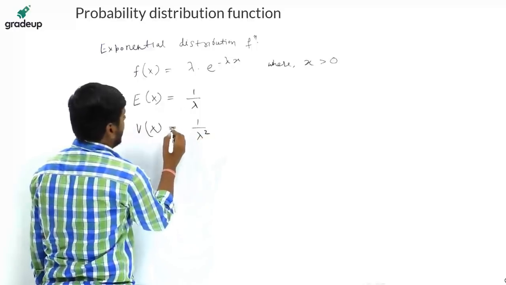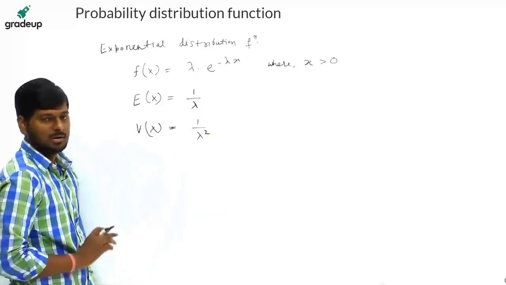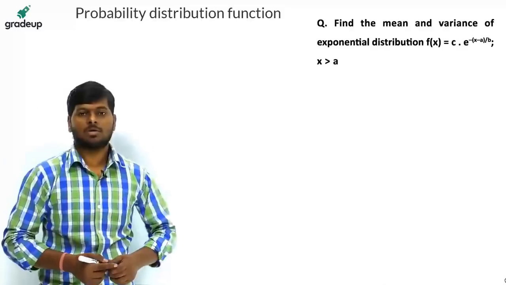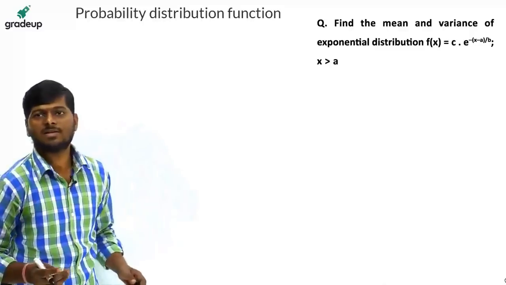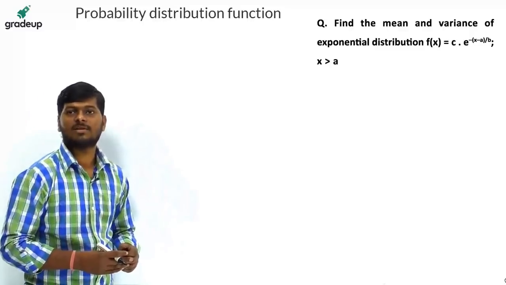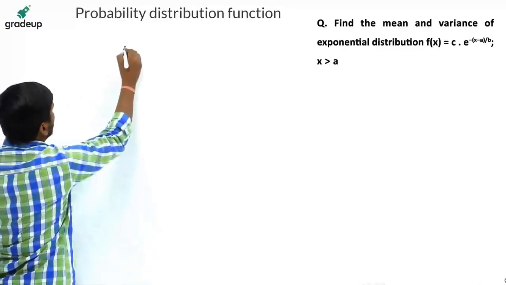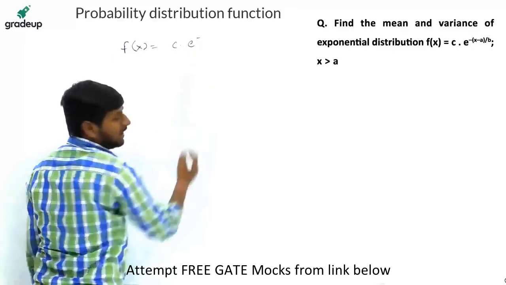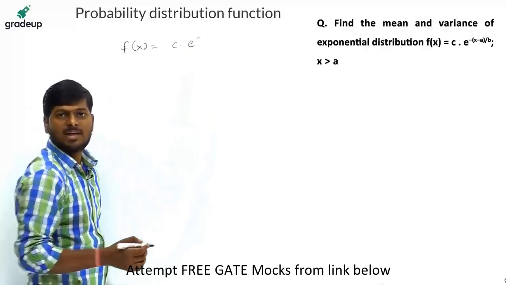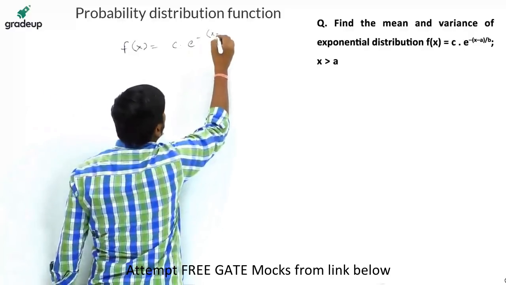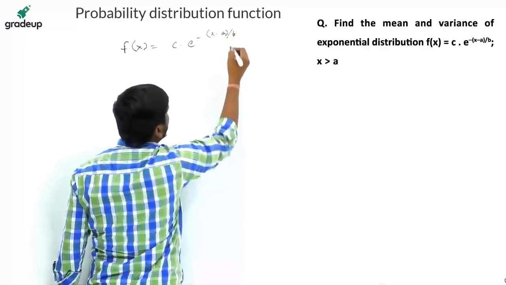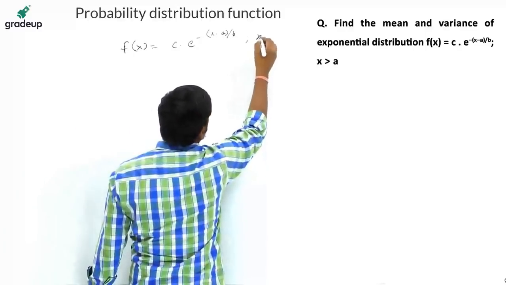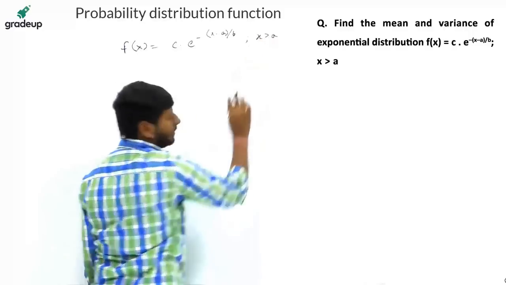So these three are the important terms. Now let's see one question on the exponential distribution function. The question is, find the mean and variance of the exponential distribution f(x) = c e^(-(x-a)/b), where x is greater than a. Okay, this is the given.